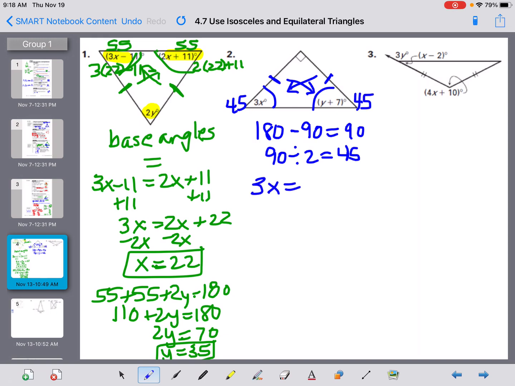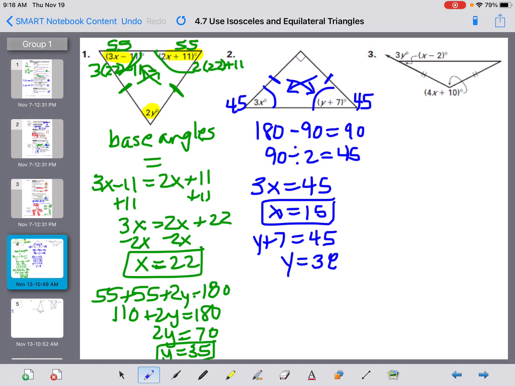So 3x equals 45, x equals 15. y plus 7 equals 45. So y equals 38. There we go. That one worked better. So same idea from 1 and 2, but because of the information given in different ways, I use different methods. And that's something to keep in mind. It's not always the same thing every time. Okay?